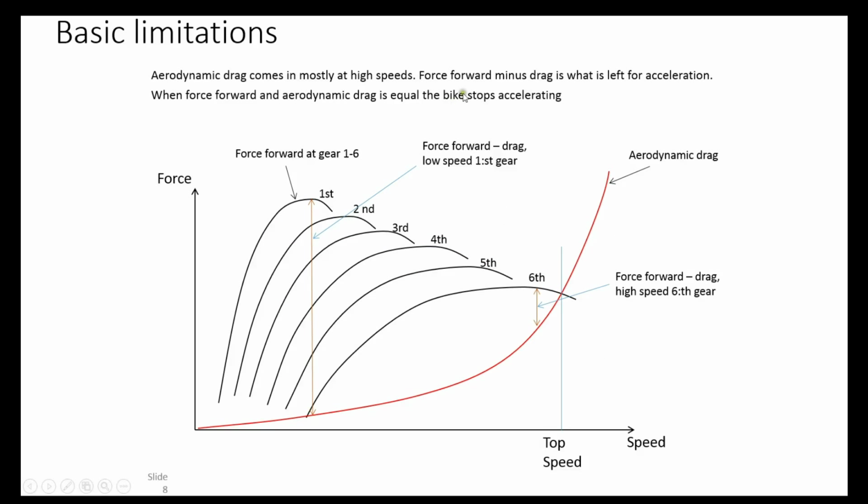If we look at this in another way, you can see the force forward coming through the 6 gears, and you can see the force holding us back as the aerodynamic drag. What gives us the acceleration is the difference between the force forward and the force holding us back. So at low speeds we have a large difference between the force forward and the force holding us back, which gives us a very strong acceleration. Then at high speeds the difference is much smaller, and at top speed there is no difference at all.